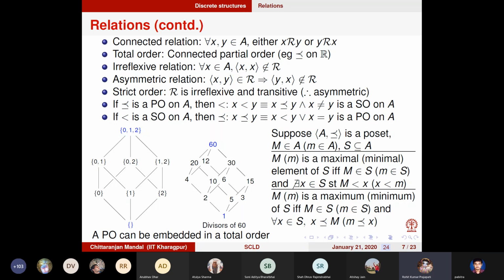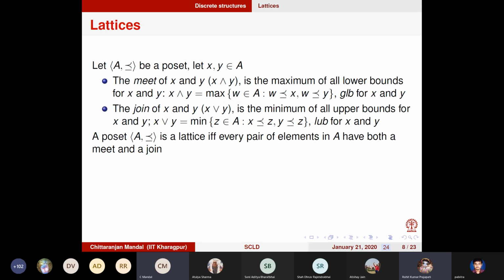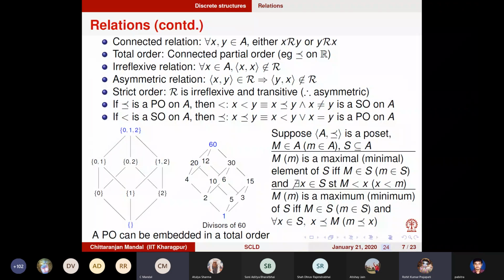Yeah, I can just come in. Just one thing I wanted to say. In the lower bound set, for the maximum to exist, all the elements should be comparable among themselves. Otherwise, you can't define the maximum, or for that matter, the minimum when you consider the upper bound.